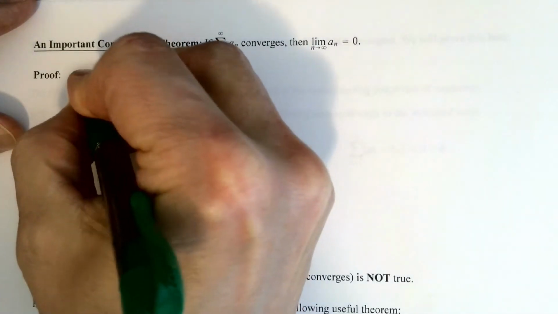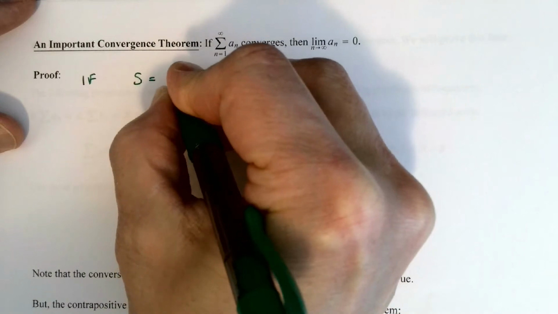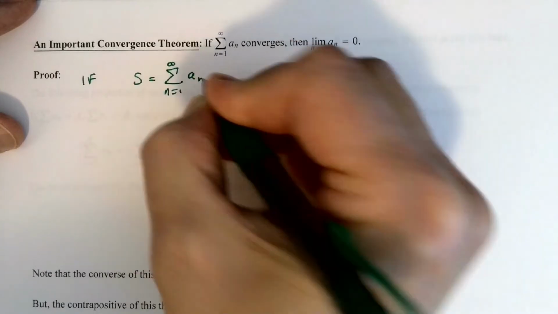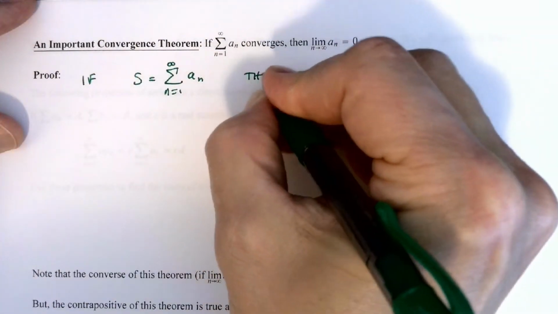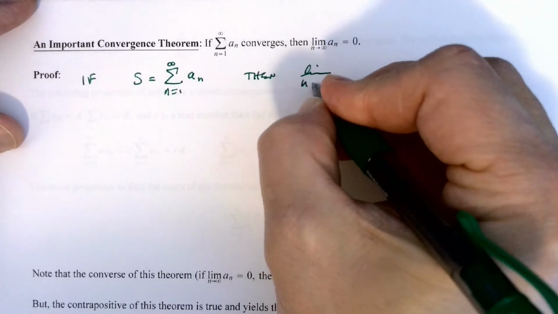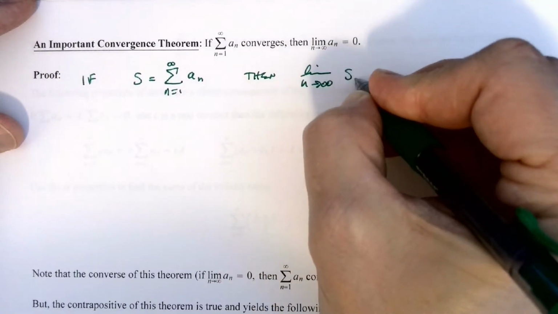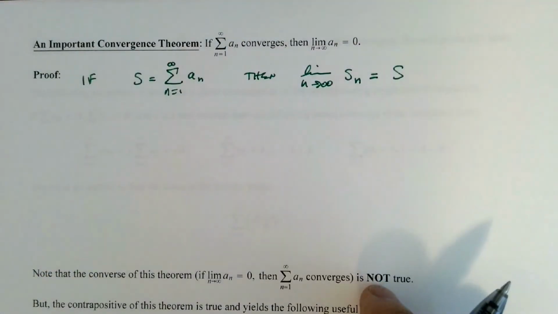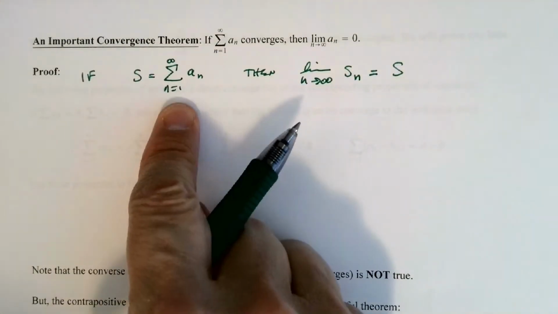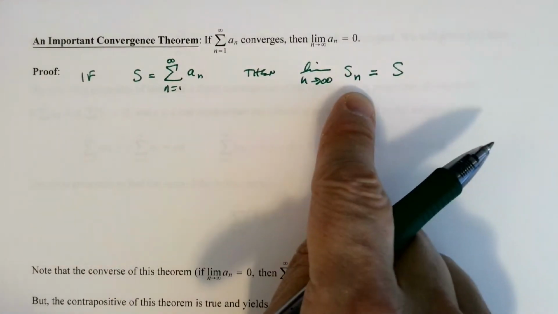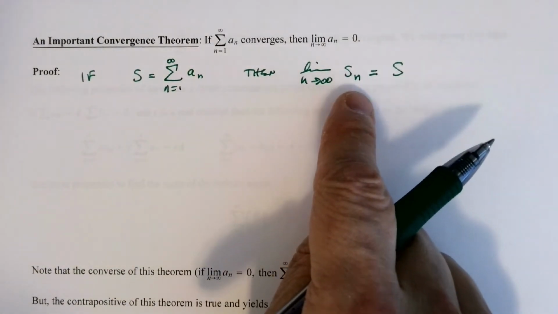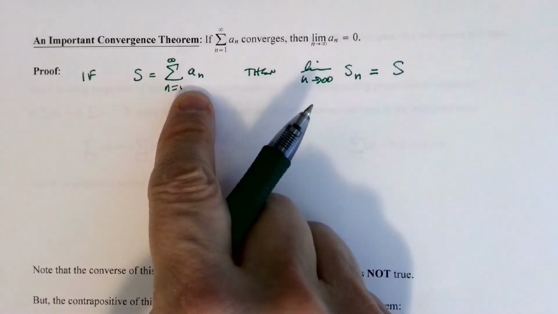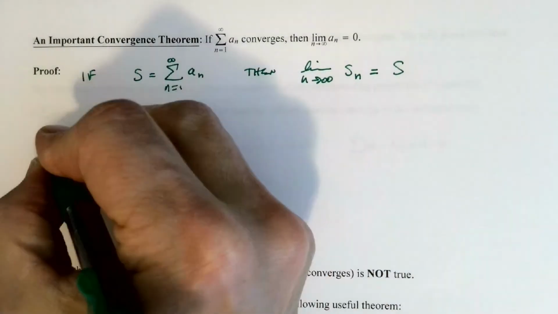So first of all, if I let S be the sum of the convergent series, then what are we saying? The limit as n goes to infinity of the sequence of partial sums is that sum. That's the definition of when an infinite series is convergent. Its sequence of partial sums is a convergent sequence, and the limit of that sequence, S, is the sum of the series.